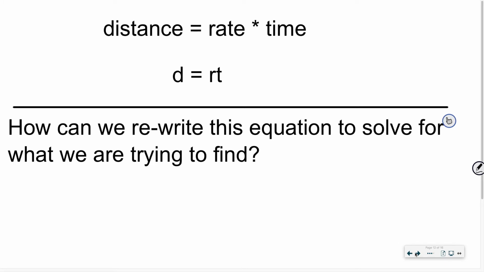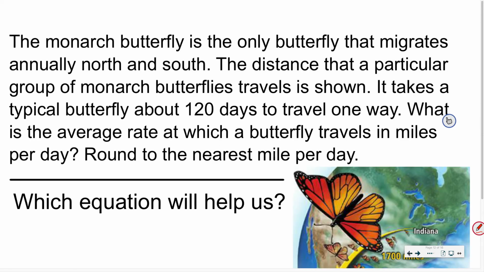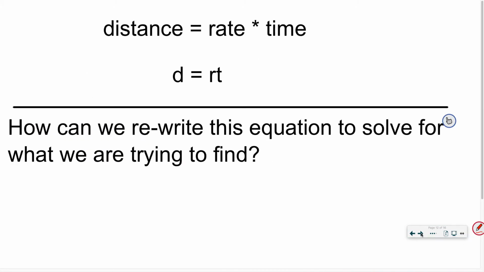How would you rewrite this equation? What are we trying to find? We're trying to find the rate. We were given the distance of 1,700 miles and we were given the time. If I'm trying to find rate, how am I going to get that alone? Divide by time, because R and T together is multiplication. If I have D equals RT and I divide by the time, my rate is my distance divided by my time.